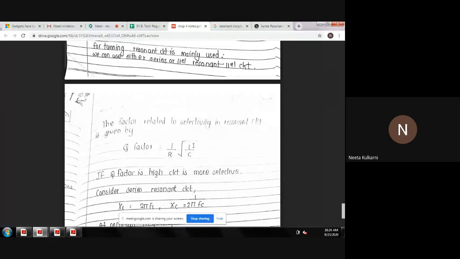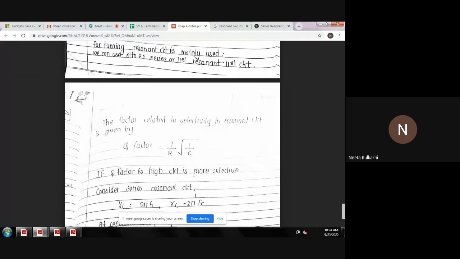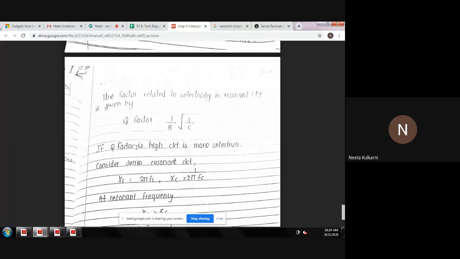This R indicates resistance, L indicates inductance, and C indicates the capacitance. If Q factor is high, circuit is more selective. And these are the formulas, XL, XC. XL means what? Inductive resistance. That is given by 2 pi into.